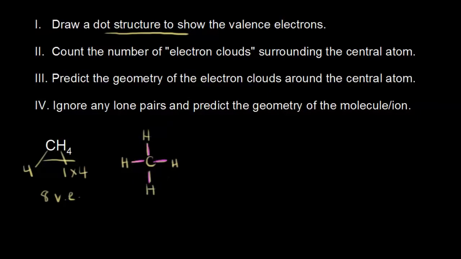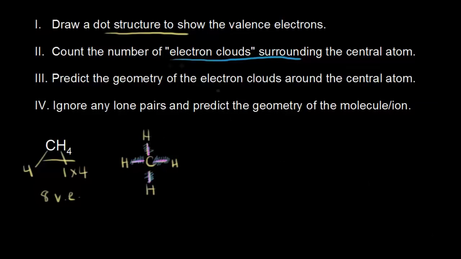The next thing we need to do is count the number of electron clouds that surround our central atom. So remember, electron clouds are regions of electron density, right? So we can think about these bonding electrons here as being an electron cloud. So that's one electron cloud. Here's another one down here, and then here's one. And then finally, here's another one. So we have 4 electron clouds surrounding our central atom.